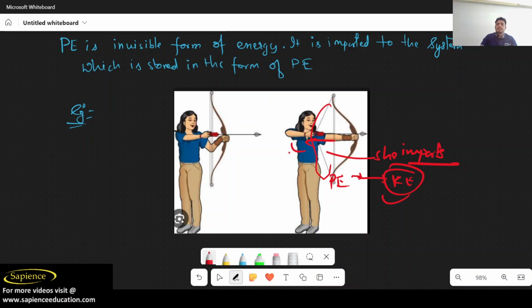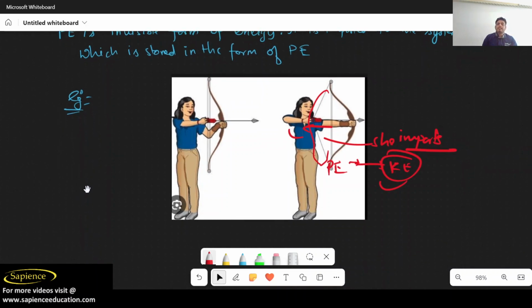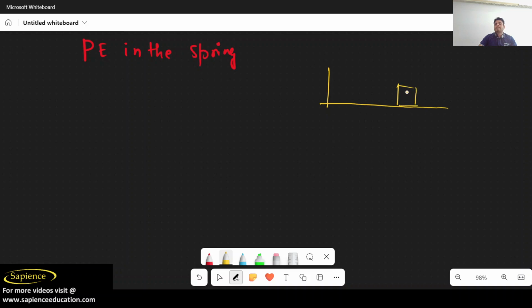Now I will talk about the potential energy in the spring. How will you find potential energy in the spring? So our topic is potential energy in the spring. Let us consider an object connected with a spring. When this object is displaced by x1 distance, the object will come here. So this object's initial position is i.